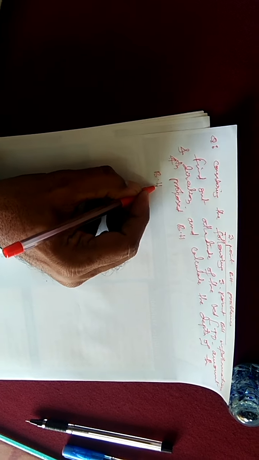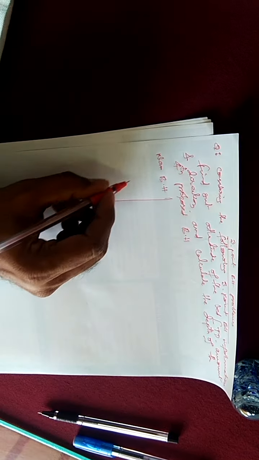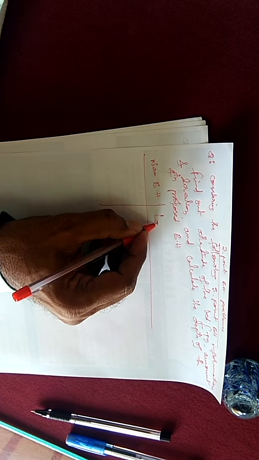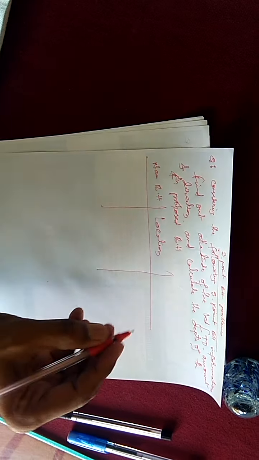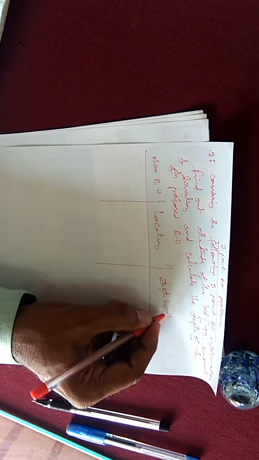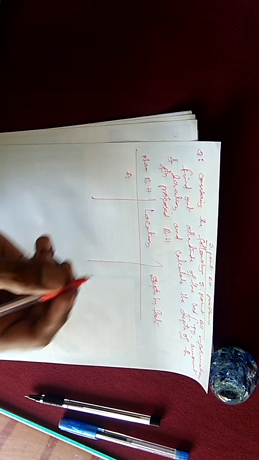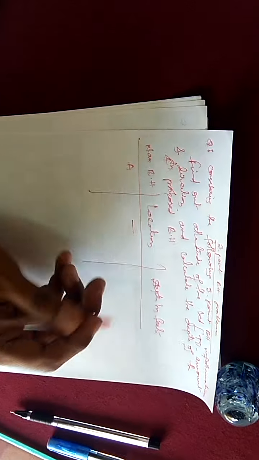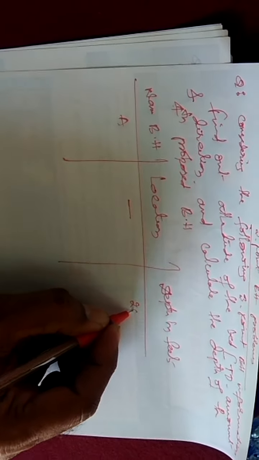Here you will get the name of the borehole first, the second location, and third, you will get the depth in feet. Borehole A, location a dash. So here you may get the depth is 200 feet. I'll articulate the question over here.